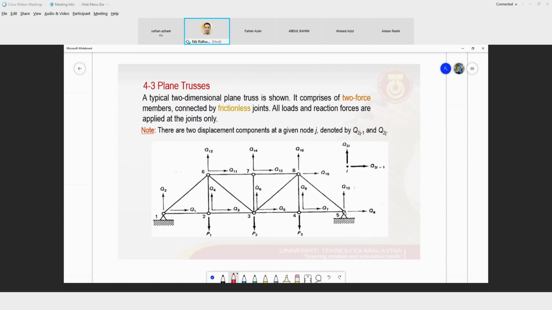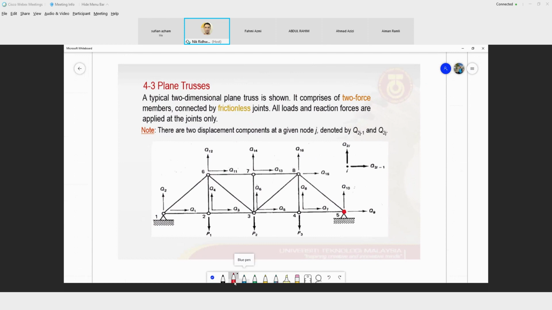Pada joint ni, dia macam rigid punya connection. So dia bukan frictionless joint. Maksudnya dia adalah frictionless joint. And all loads and reaction forces are applied at the joint only.